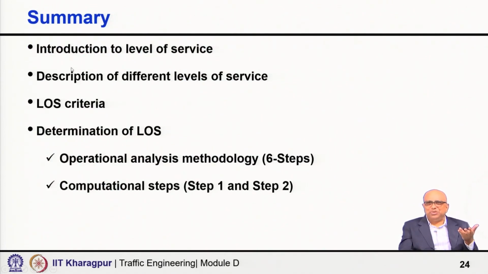So, in this lecture up to this point, we introduced you to the concept of level of service for freeway and multi-lane highway segments, what the possibilities of LOS are and what LOS we use, how the threshold values are taken, and how the LOS are described from A to F. And then I told you about the determination of LOS, the operational analysis methodology with 6 steps, step 1, 2, 3, 4, 5, 6, and the computational steps in a little more detail.